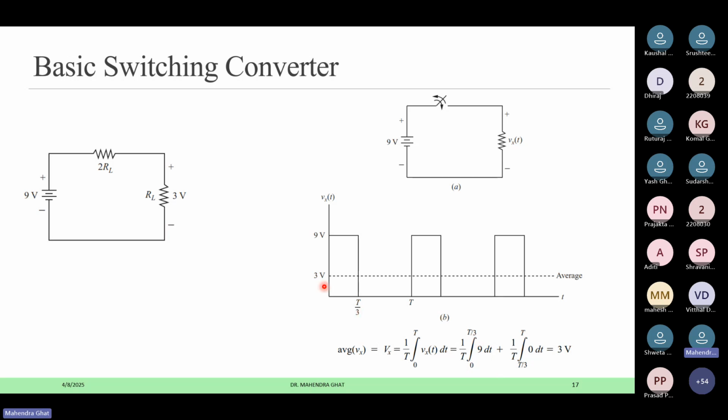So if I integrate this: 1 upon T, from 0 to T/3, 9 dt, plus again 1 upon T, from T/3 to T, 0 dt. This second term is 0 volt only. For the first term, the 9 is constant, so you can say 9 by T, and the integration of dt is t, over the limits of T/3 to 0.